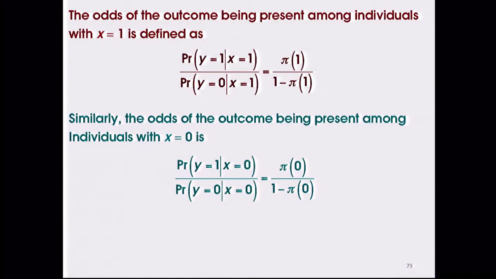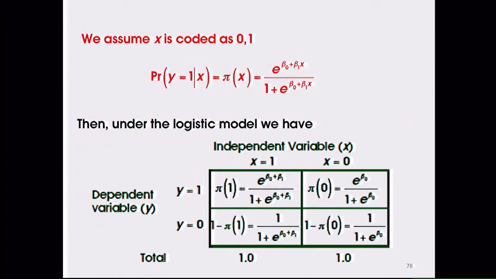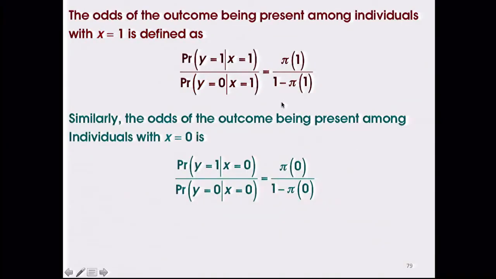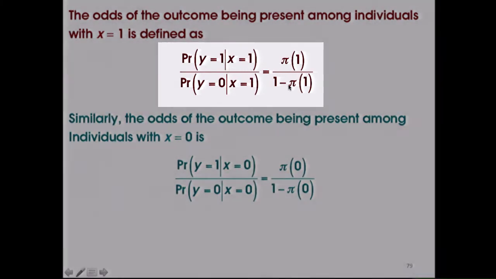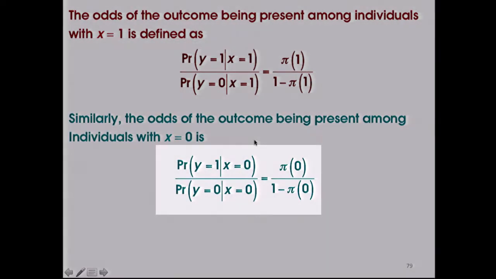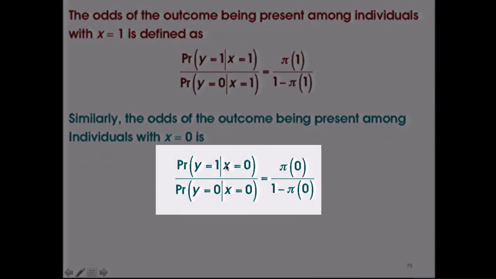Okay, welcome back. Before the break, we saw that, based on the 2x2 table here, with exposure status and the outcome, the odds of disease being present among those exposed is pi of 1 over 1 minus pi of 1. And the odds of disease among those who are not exposed is pi of 0 over 1 minus pi of 0.